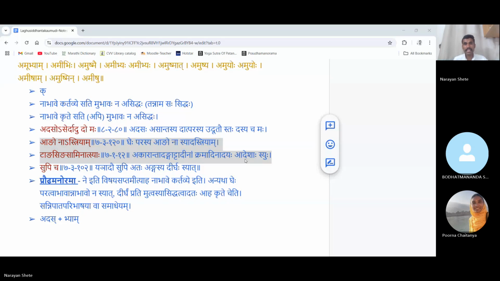We will get ada. Okay. For him, there is no other associated dhatu. He will see this other only. Other will become ada.